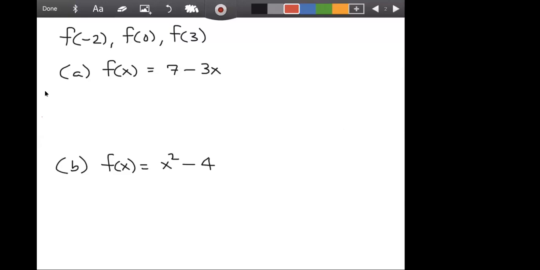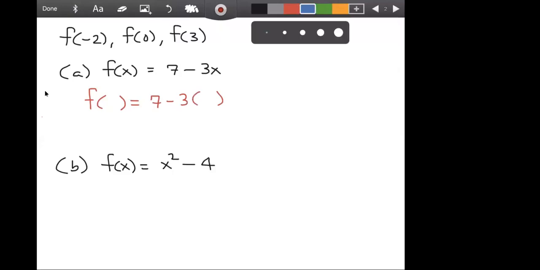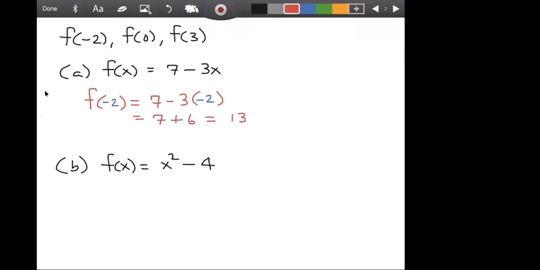So what I like to do is to rewrite the function without the x. So write it like this, f of blank equals 7 minus 3 blank, and then fill in the blank with whatever number's there, in this case, -2. All right, so that gives me, oh, geez. What happened there? Okay, that gives me 7 plus 6, which is 13. So f of -2 is 13.